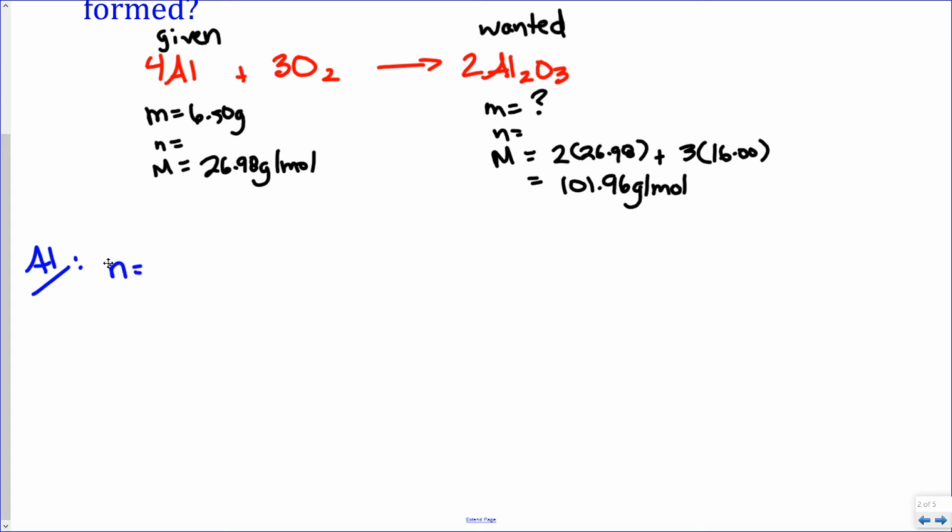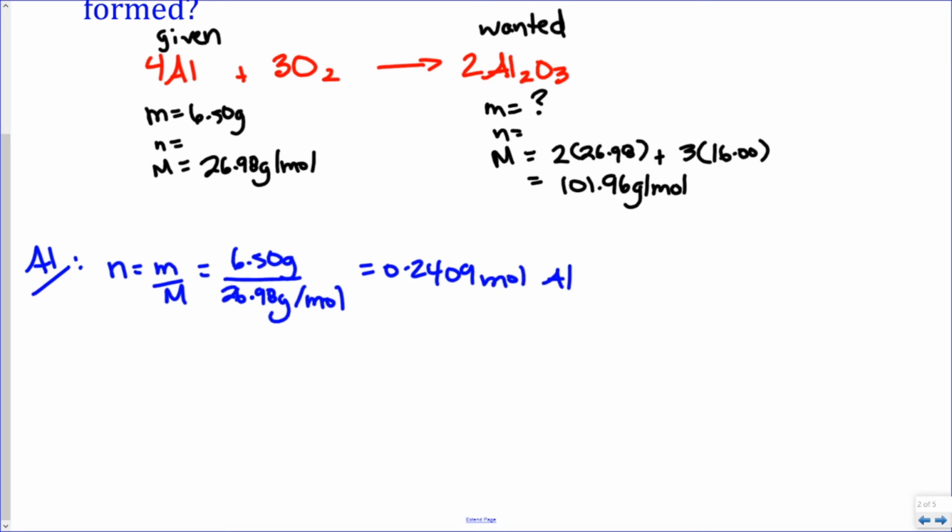So I'm going to use my formula, n equals little m divided by big M, 6.50 grams divided by 26.98 grams per mole gives me 0.2409 moles of aluminum. And I don't care about significant digits yet. I don't want to round until the very end. So now I know how many moles of my given.